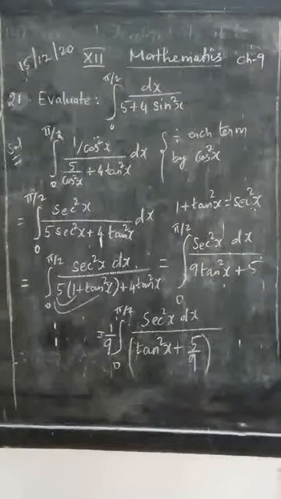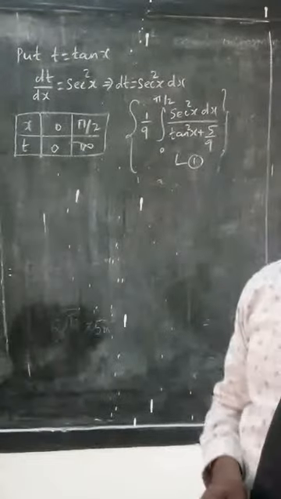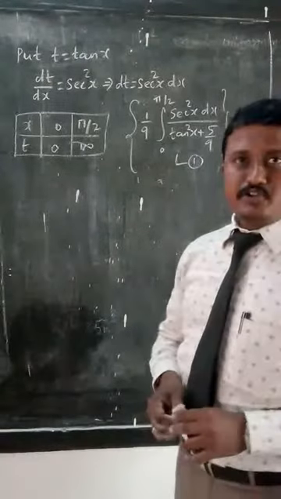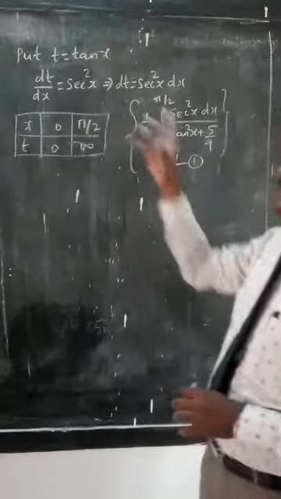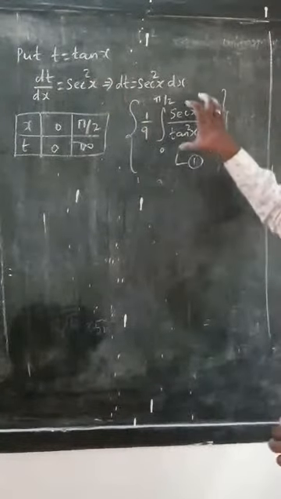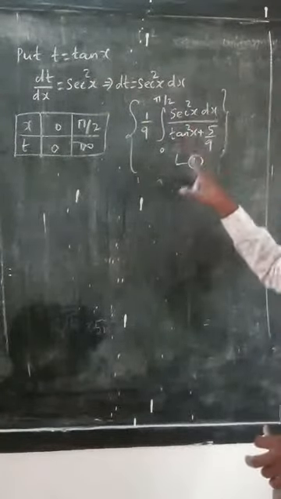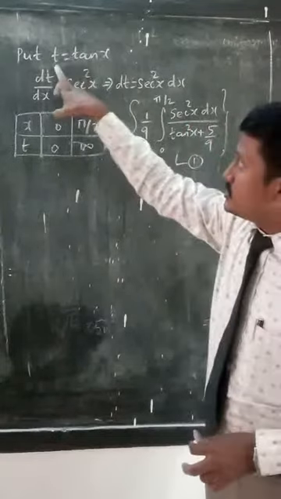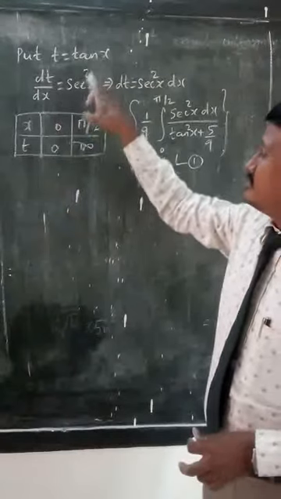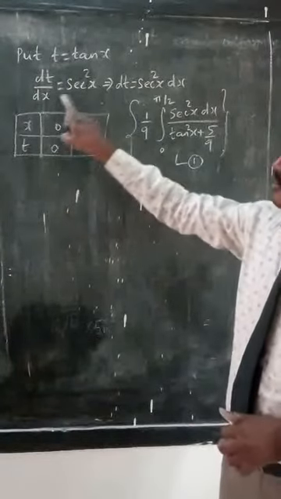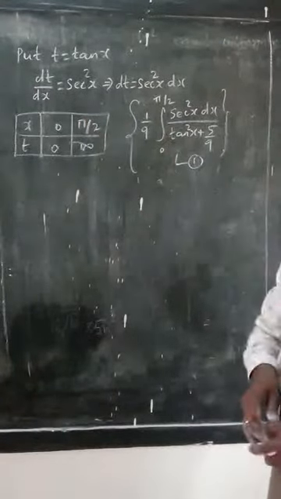Now in the next step, I am going to go for the substitution method, as we did in the previous problem. Using the substitution method, t is equal to tan x. Actually the last step is taken as equation number 1. From here, this tan x is taken as t. Differentiating with respect to x, dt by dx equals the derivative of tan x, which is secant square x. Cross multiplying, you will get this.